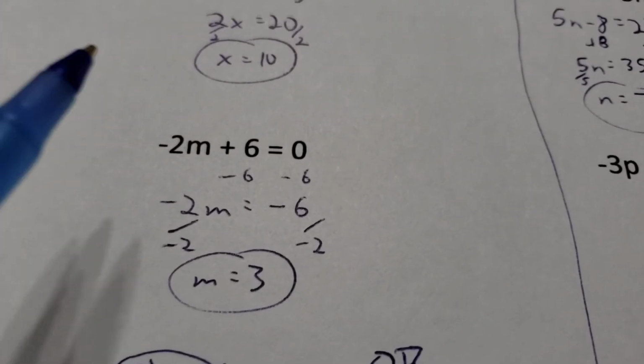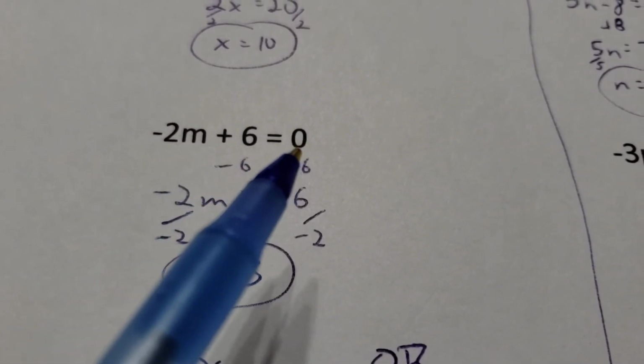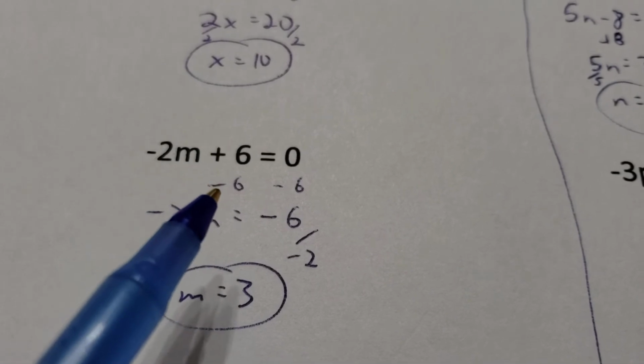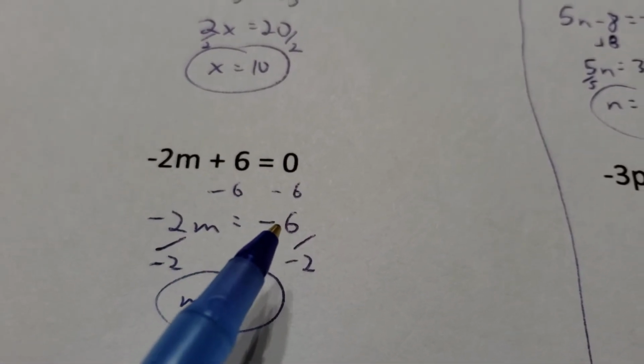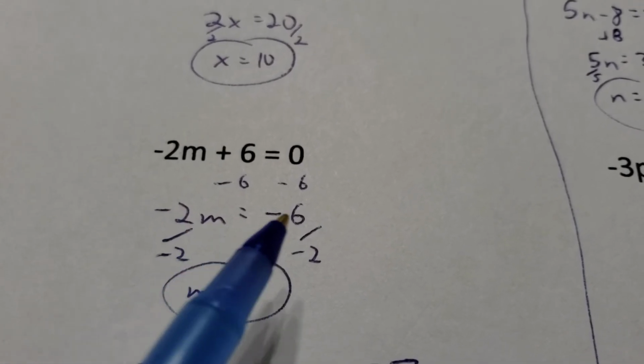All right. Negative 2m plus 6 equals 0. So I get rid of a plus 6 by subtracting 6 from each side. And 0 minus 6 is negative 6. So I've got negative 2 times m equals negative 6.